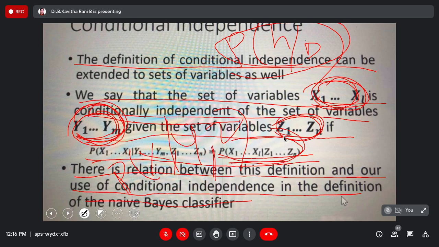In the Naive-Bayes classifier, we will be using conditional independence, but the total conditional independence. But in the case of Bayesian belief networks, we will be using both. For some sets of variables, we will use conditional independence. For other sets of variables, we will use conditional dependence.